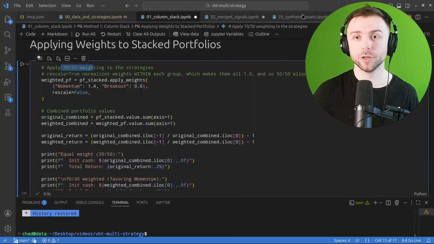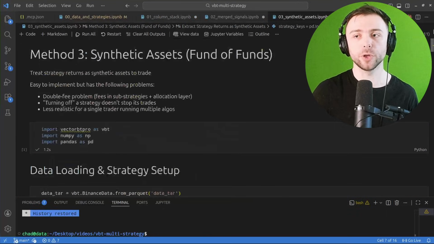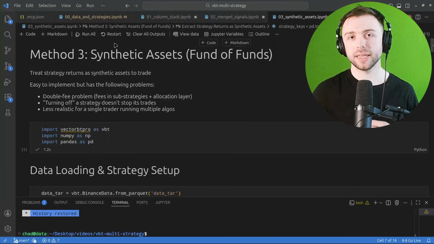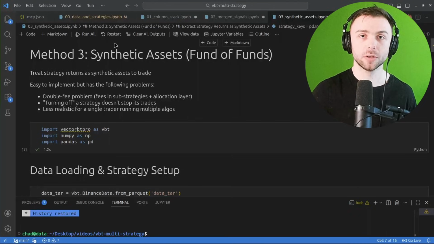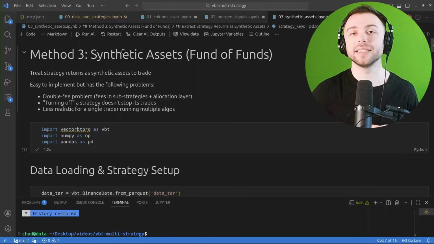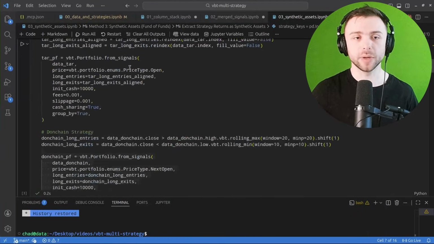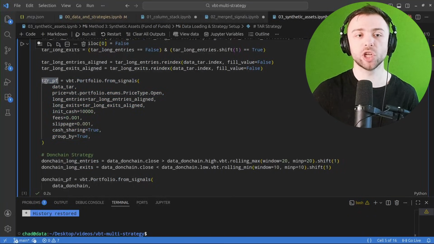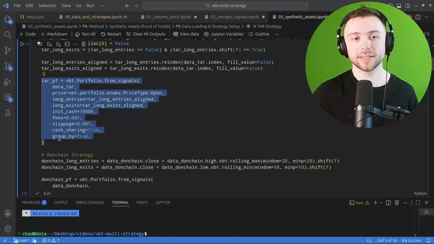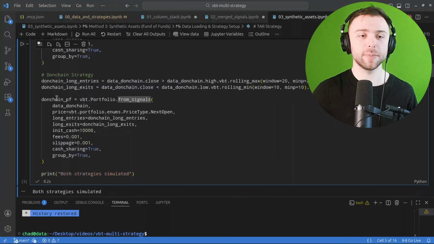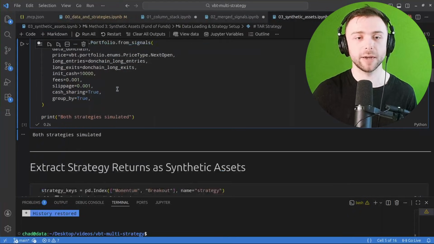Now, a third option, which is quite simple but uses a different mental model, is to model each portfolio, or each strategy run which turns into a portfolio object, as a synthetic asset. So what we can do is I can run this simulation here. I'll run from signals, I'll generate the TAR portfolio in a similar way to before. So this does a full backtest using the TAR strategy, using the from signals simulation function. I do the same thing with Donchian using its own signals again.